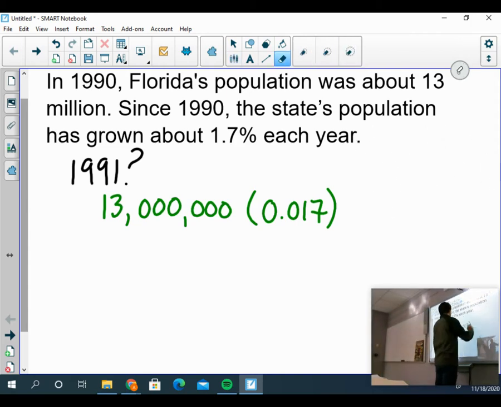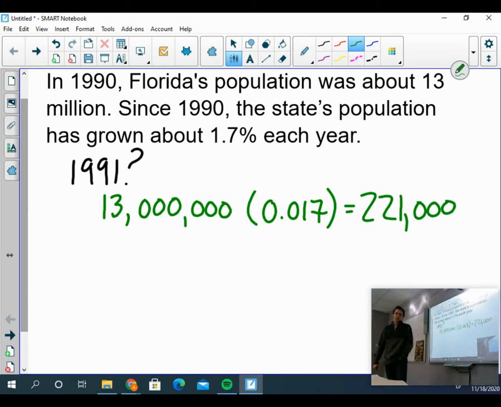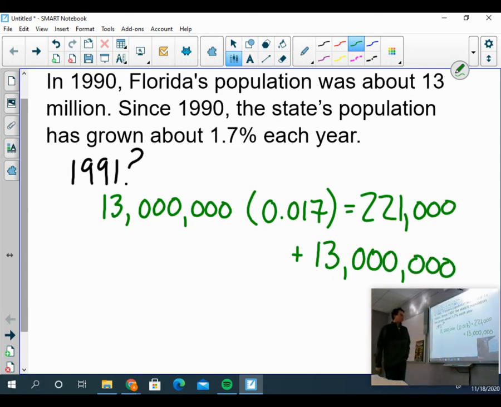So what I hope you did is you multiplied that, and when you did that, you got 221,000. Now, this wasn't your final answer because that wouldn't make sense. We're growing by 1.7% each year. If the population went from 13 million all the way down to 221,000, that's not growth. So hopefully the last step you did is you said, well, 1.7% of 13 million is 221,000, so I am going to add that to the 13 million that I started with. Why? Because I'm growing by 1.7%.